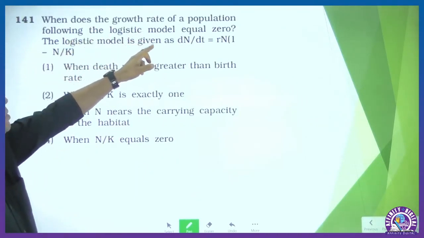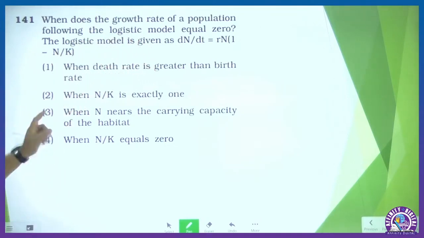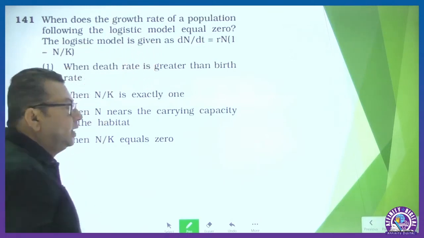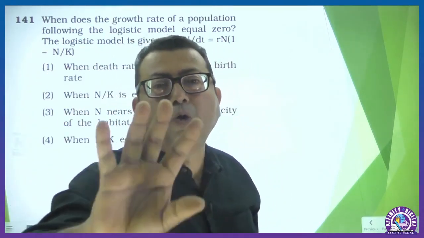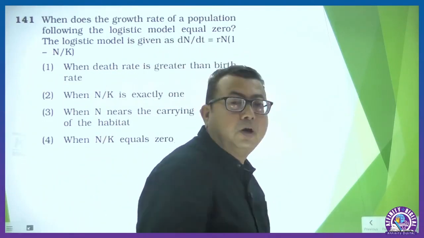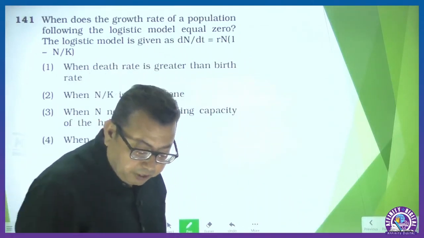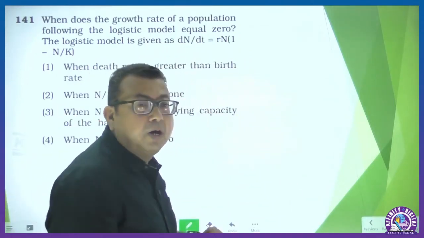showing the logistic model, following the logistic model, equal zero? When does it equal zero? There are two types of population growth model that have been proposed. One is called exponential growth, the other one is called logistic growth. And which population growth model is realistic? The logistic growth.